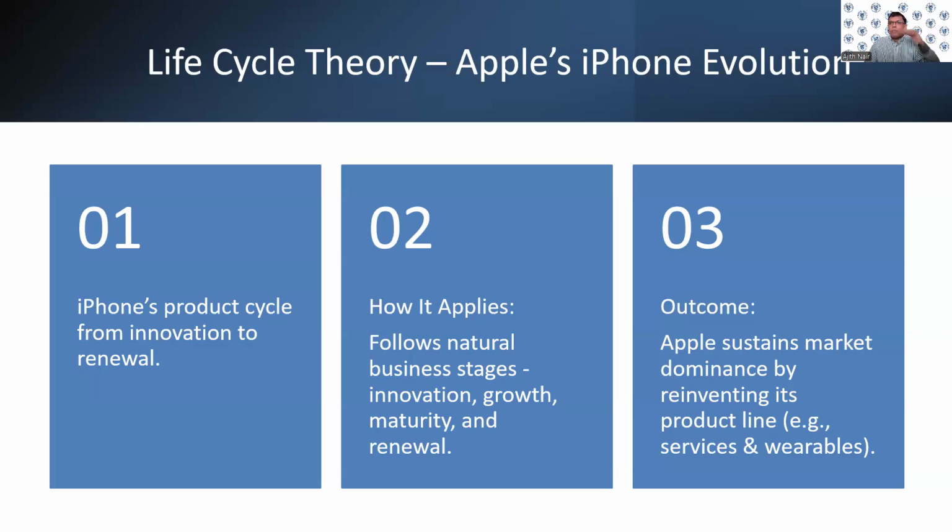So when you look at how they applied this theory, they went through a structured series of life cycle stages. There is an innovation stage, a growth stage, a maturity stage, and a renewal stage. So Apple then diversified its portfolio. They came up with different kinds of wearables, the Apple Watch, the AirPods, and all of those devices. They also brought in services like iCloud, Apple Pay, Apple Music, Apple TV Plus. So they embraced a full product life cycle, ensuring long-term success beyond just the iPhone.